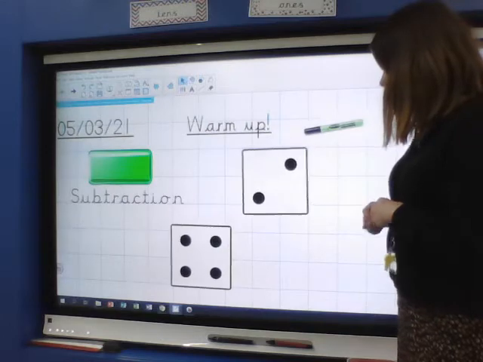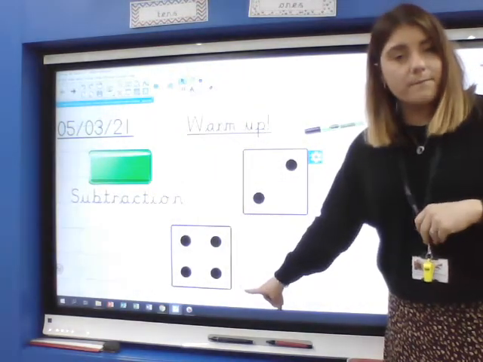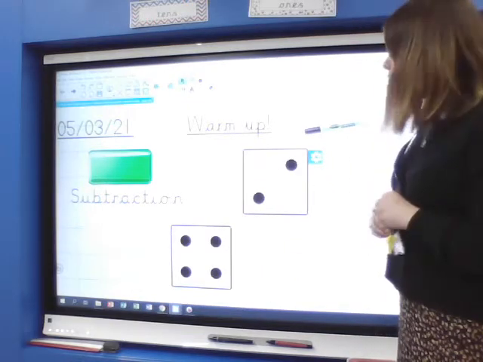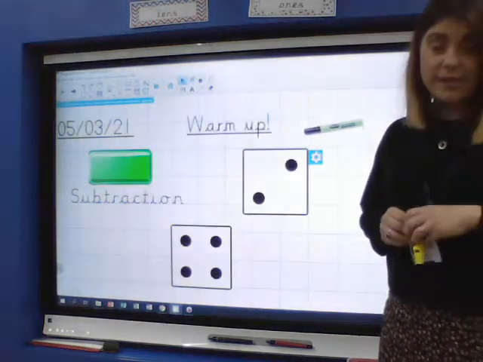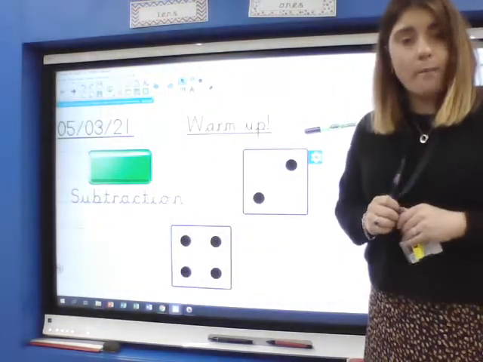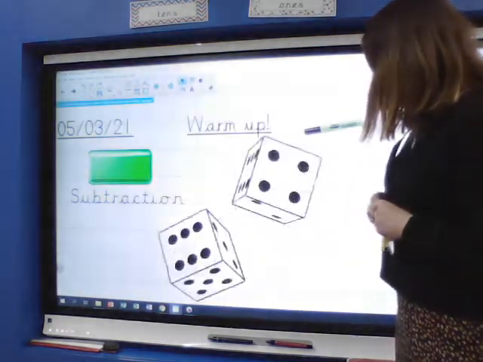This time we've got the numbers 4 and 2. 4 is my larger number, so my number sentence is going to be 4 take away 2. So on your whiteboard, can you write the number sentence or just the answer for 4 take away 2? And this is going to help us when we're subtracting our ones column today.